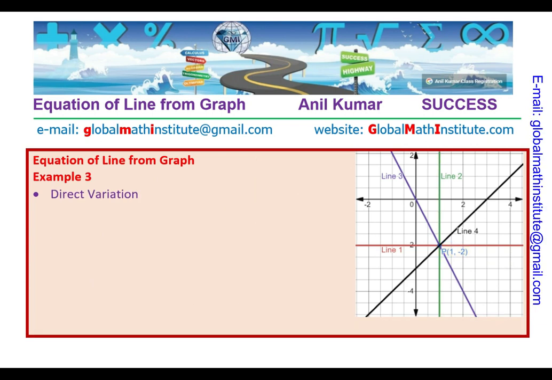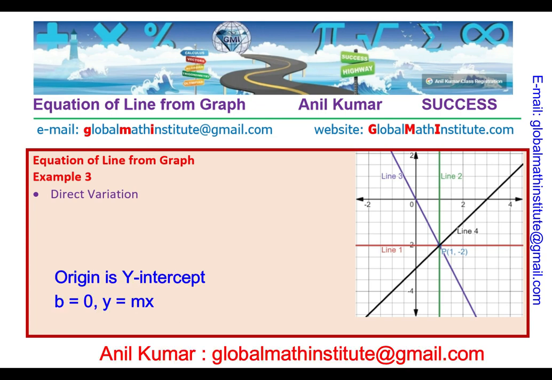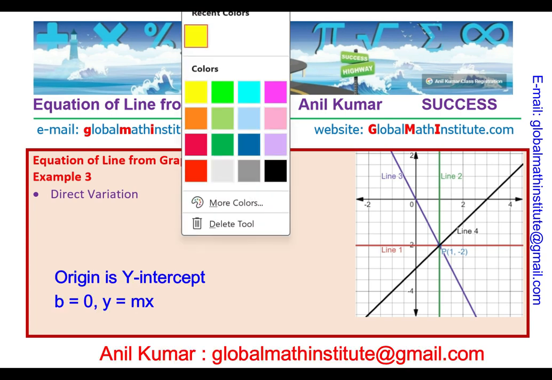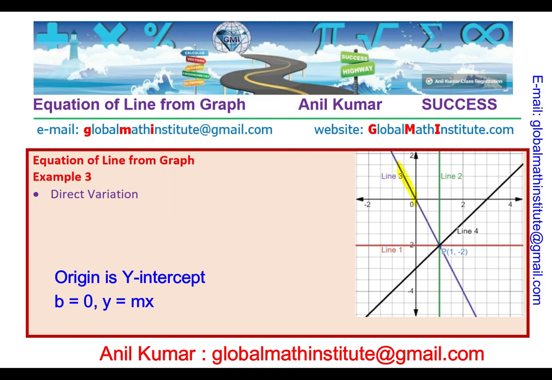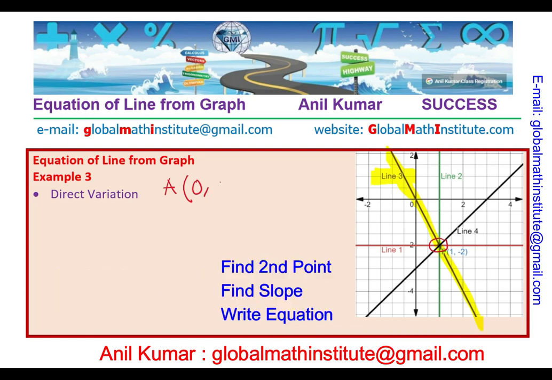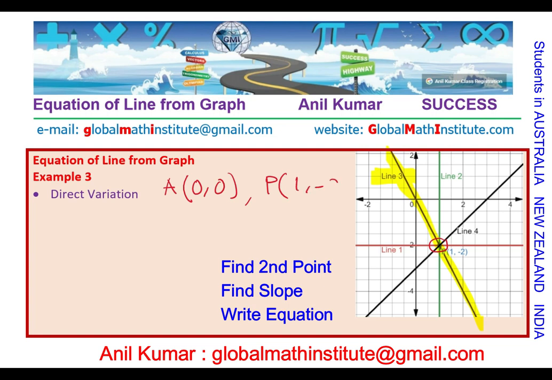Well, the next example, question number 3, is a direct variation. Direct variation really means that the line passes through the origin, right? Do you see this line, which is line number 3? It passes through the origin. And more than that, it also passes through a point P, which is (1, -2). So there are 2 points on it: one A, which is (0, 0), very well defined, and then we have a point P, which is (1, -2).